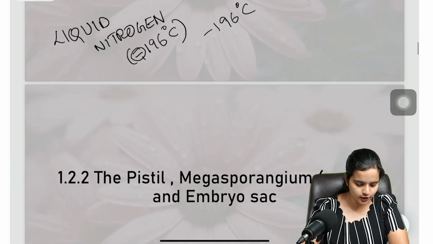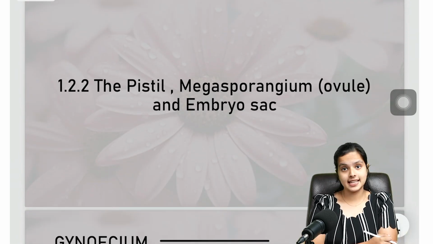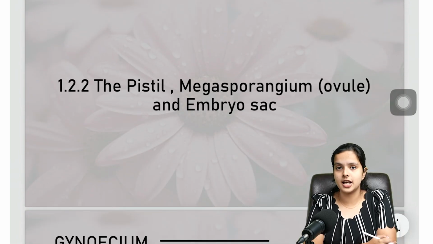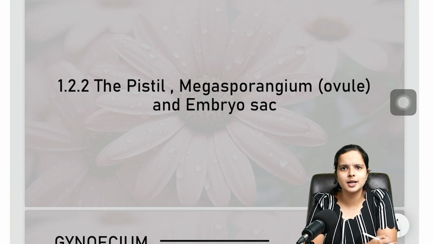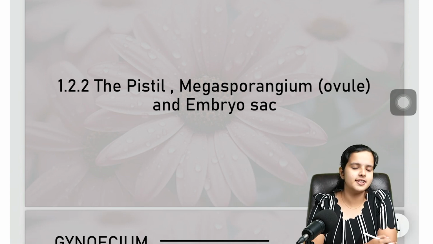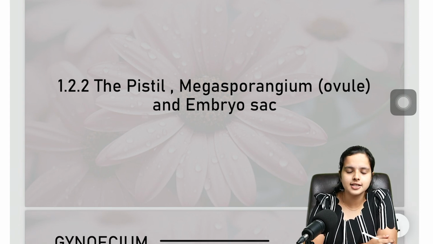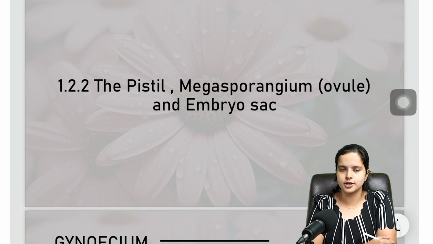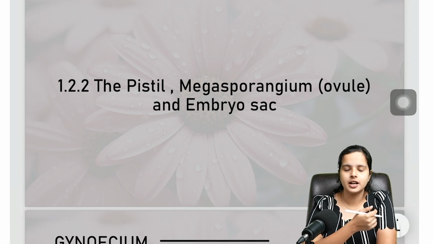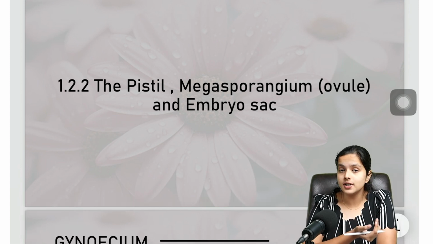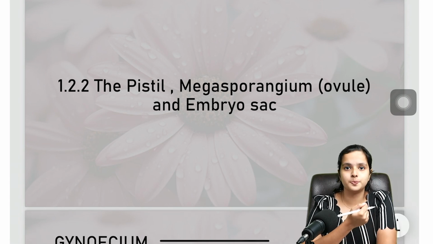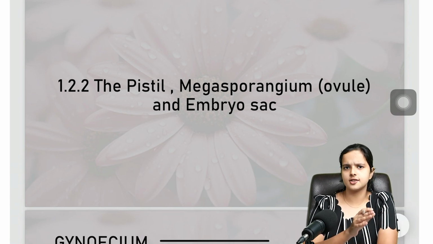Okay, now moving on. We have the second section, the pistil, megasporangium, and embryo sac. So we've been discussing the male organ actually, right? We are discussing sexual reproduction, and before getting into fertilization, we were discussing the pre-fertilization events. And in the pre-fertilization events, we discussed the male reproductive organ, its structure, right? We also discussed how the pollen grain is developed. We discussed microsporangium. We discussed sporogenesis, right? We discussed all about this.